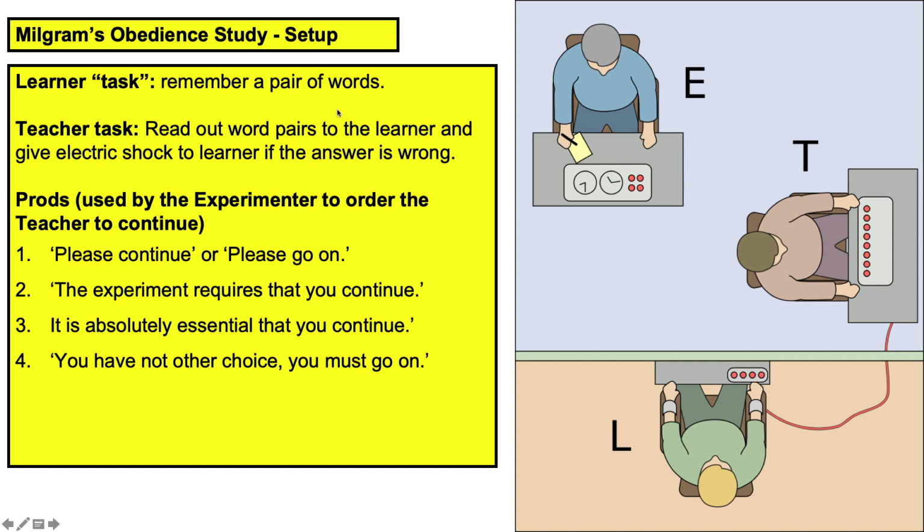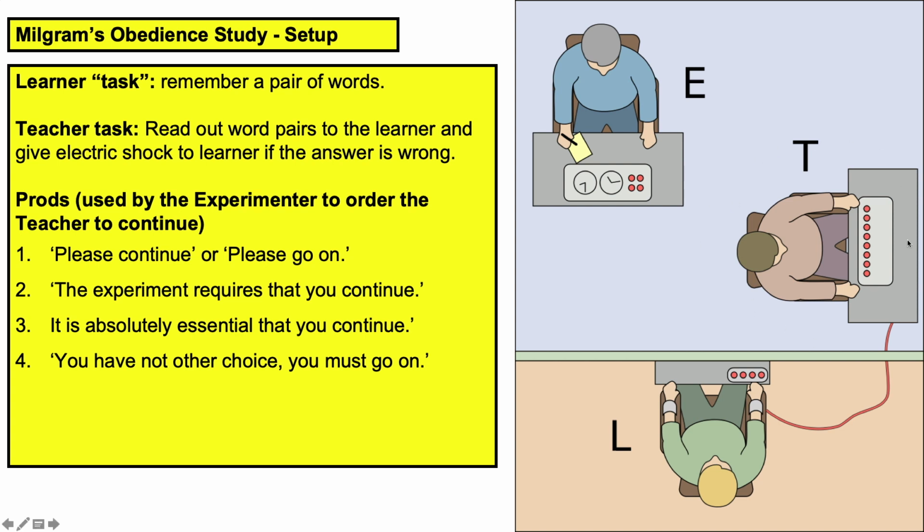So the learner task, I'm doing air quotes here, is to remember a pair of words. Obviously, they didn't have to remember the pair of words because they were just supposed to fake the electric shocks anyway. So the teacher, our participant, gives a pair of words, and the learner then has to remember it and repeat the pair of words correctly. Every time they give a wrong answer, the teacher will shock the learner. That's his task. And every time there is a new mistake, he will go up by 15 volts all the way to 450 volts, which is the maximum.